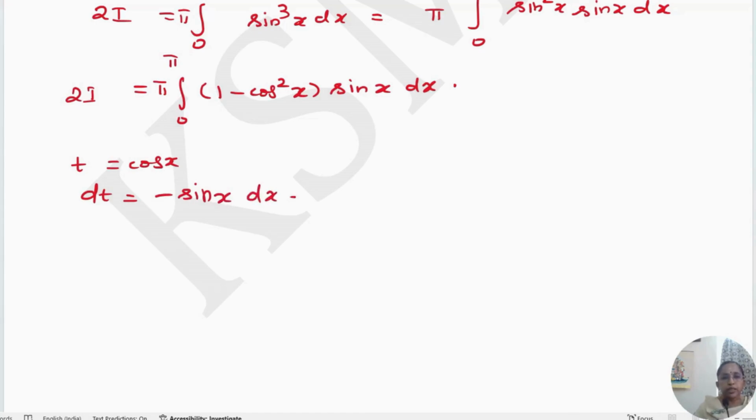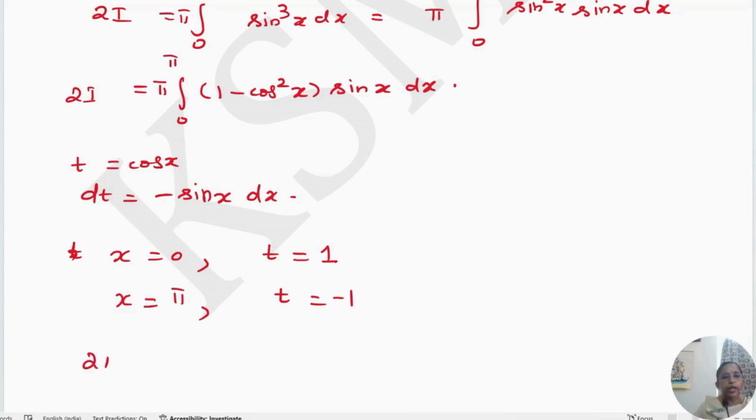Now our limits. In the case of x equal to 0, the lower limit value will be cos 0, which is 1, and the upper limit, in the case of x equal to pi, t will be cos pi, which is minus 1. So now the lower limit is 1 and the upper limit is minus 1.